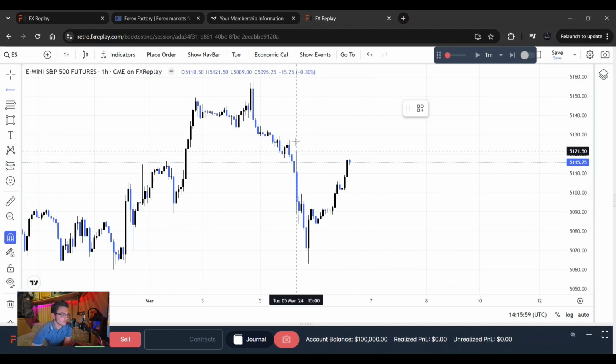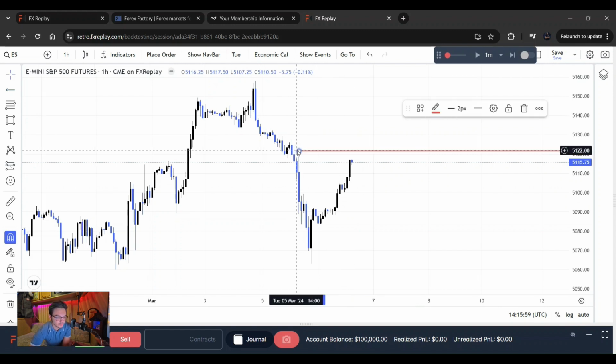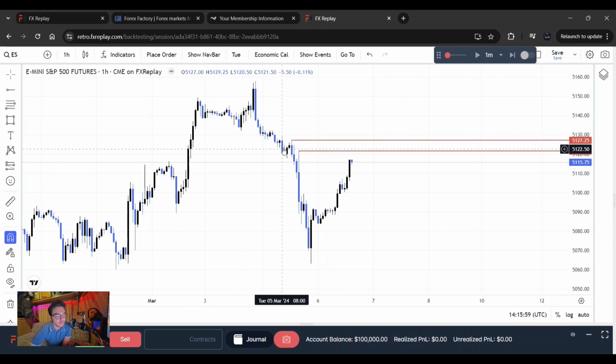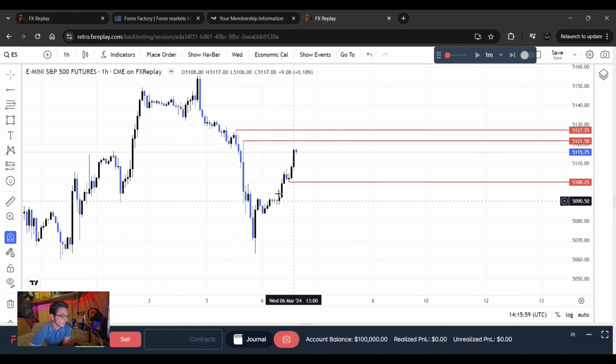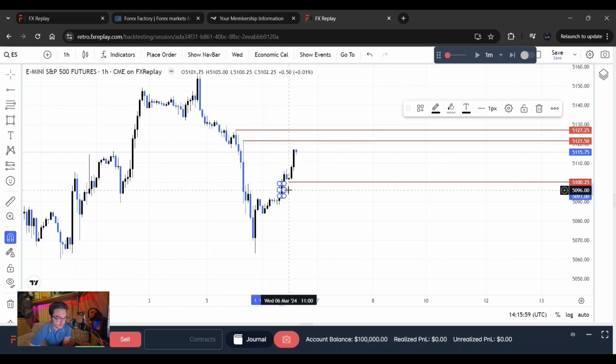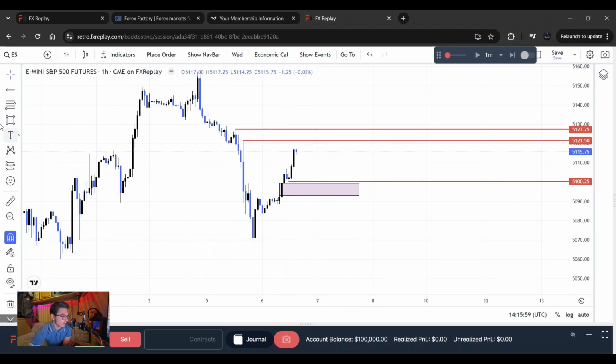So what we would do is go into the high time frames, the 1 hour or the 4 hour, and we look for our highs and lows. So here we have a high. Here we have another high. These are our draws on liquidity at the moment. We also have this low here as another draw on liquidity. This 1 hour imbalance as another draw. And then another draw here.